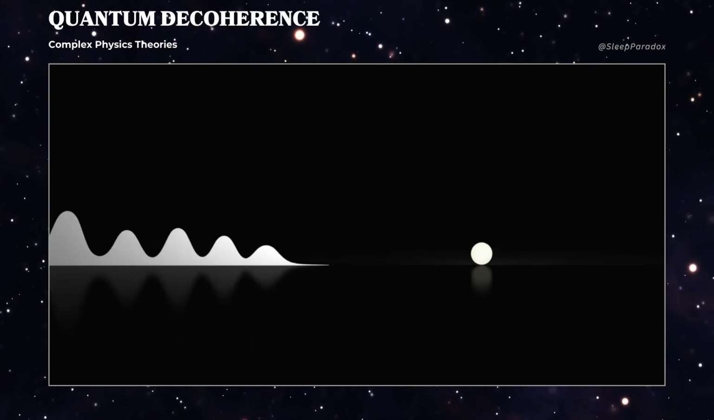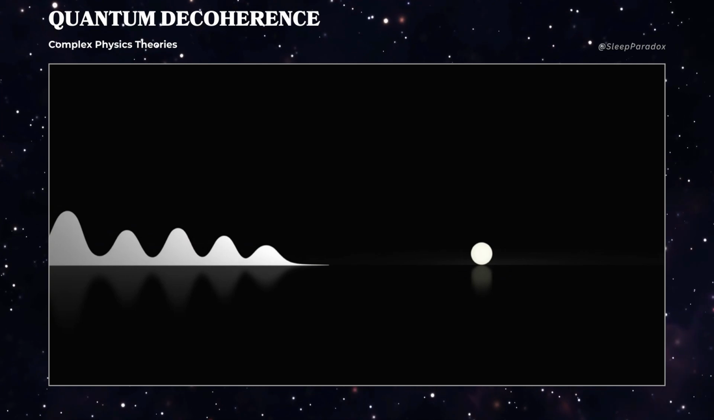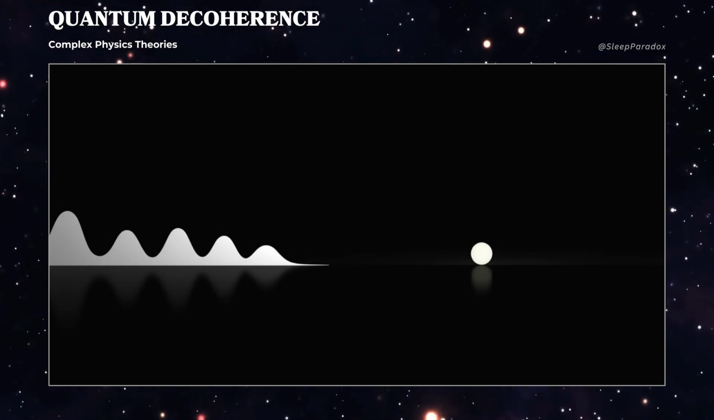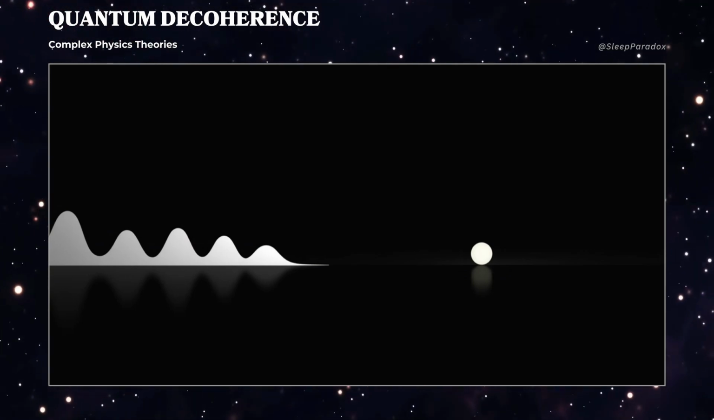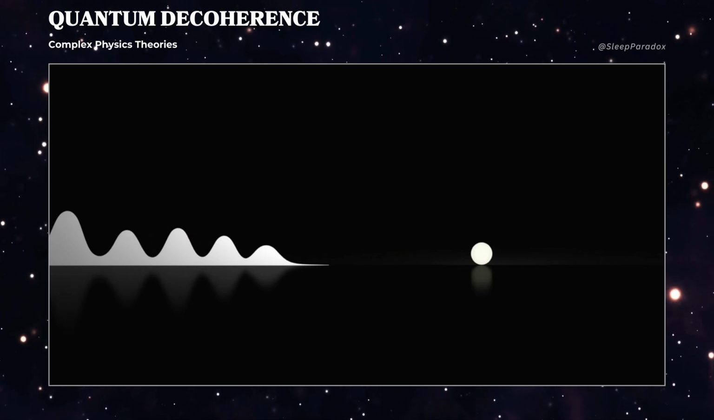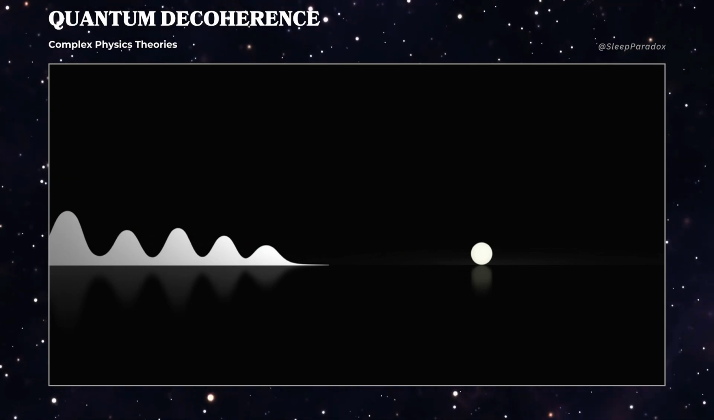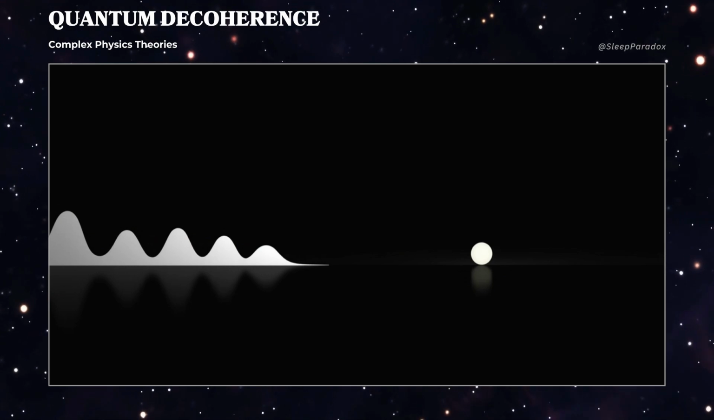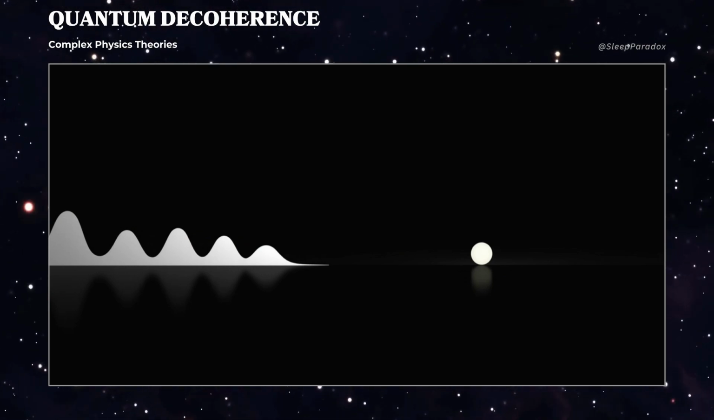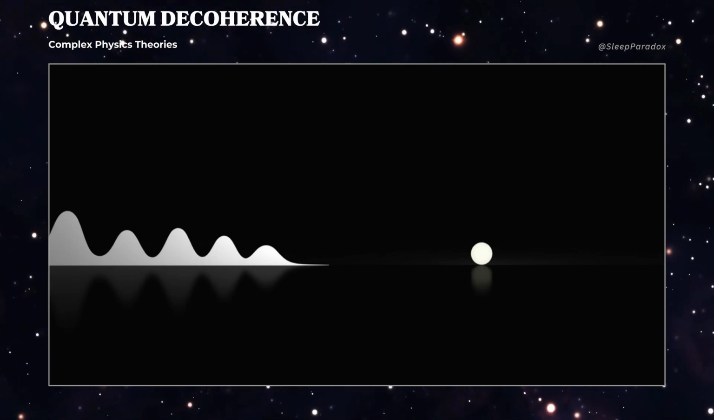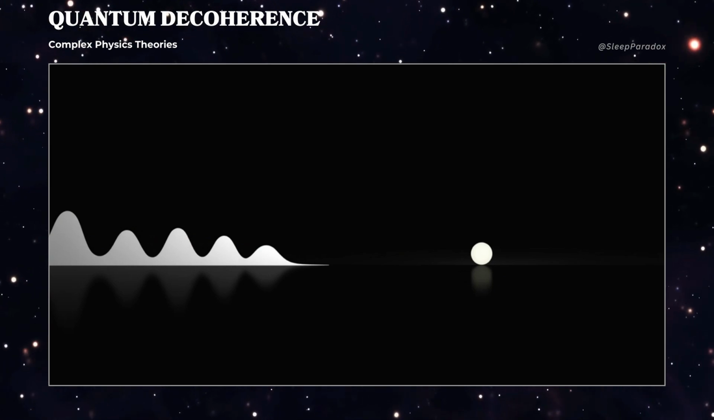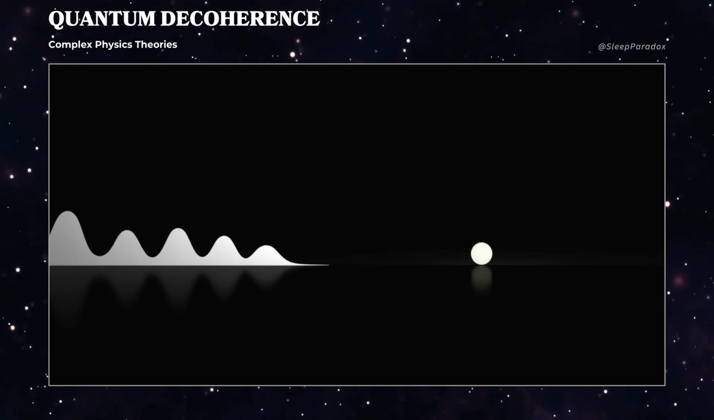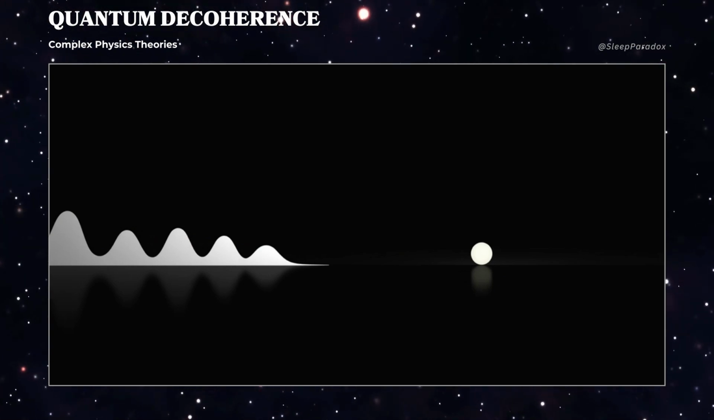Quantum decoherence. Quantum decoherence is a concept that helps explain why the strange behavior of quantum particles isn't something we see in everyday life. It's not about how the quantum world stops being quantum. Instead, it's about how quantum possibilities become classical outcomes. It shows us how superpositions collapse, not through measurement alone, but through interaction with the environment.